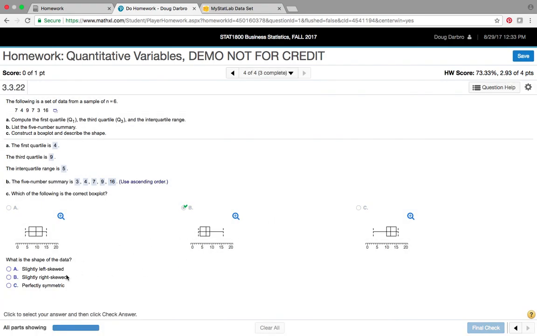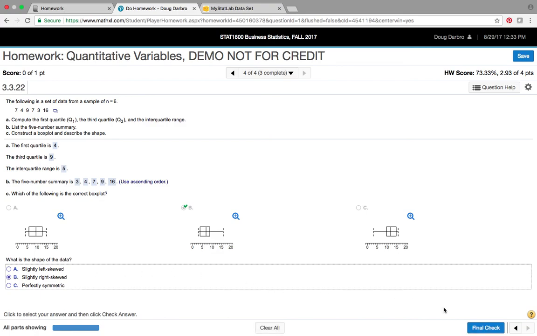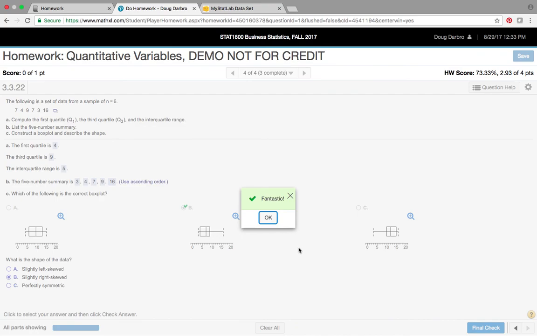Shape of the distribution, guys, I would say more than slightly right skewed. I would say definitely right skewed.